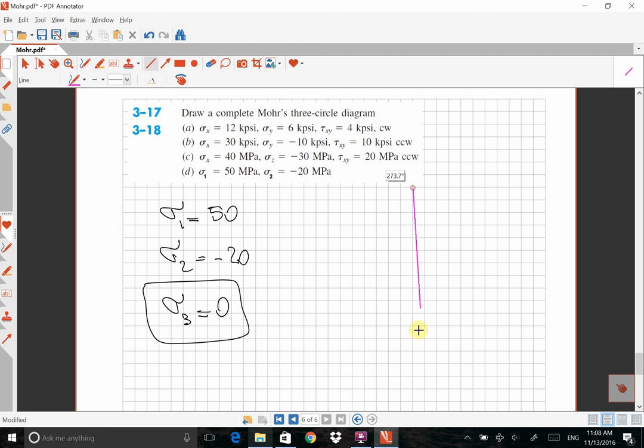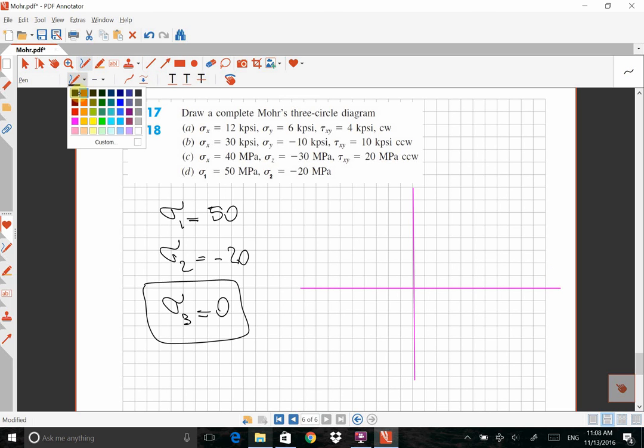Okay, so I'm going to have shear stress axis and normal stress axis. And then, because I have the critical stresses, I can just show them on this graph. Sigma 1 is 50. 1, 2, 3, 4, 50. Minus 20 and 0. So if I come back to this one, I can say sigma 1 here is really my sigma 1, sigma 2 is sigma 3, and sigma 3 is sigma 2 because 0 is not the lowest one. Okay, so that is my sigma 1, the highest one. That is my sigma 3, the lowest one, which is minus 20, and this is my sigma 2, the middle one.